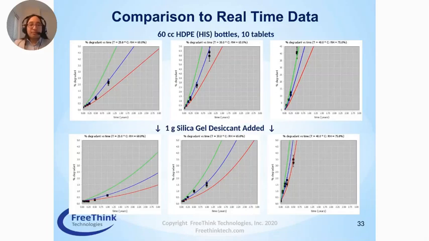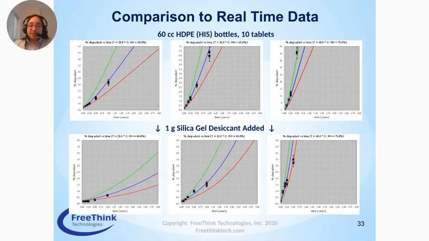Top line here, bottles, no desiccant. You can see up to the 40/75 at the 6-month time point, we're up at 40% degradation. With ASAP, if you remember, we're focused on isoconversion, the time to reach the specification limit. So we're really looking at the behavior up to the specification limit. Anything past that, if you failed, you failed. It's not really of interest. Even so, we're still within error at the 40% degradation level.